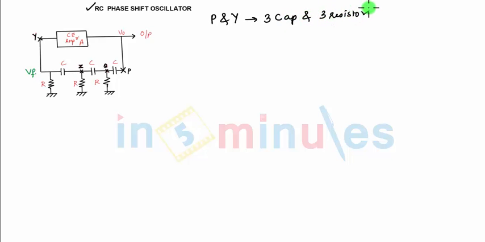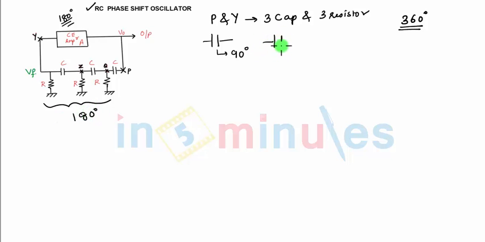How much phase difference is provided? One capacitor provides a 90-degree phase shift. The amplifier gives you a 180-degree phase shift. So in order to satisfy the Barkhausen criteria, the total phase shift should be 360 degrees. For that you require a 180-degree phase shift by the feedback network. So 2 capacitors would have provided a 180-degree phase shift. Then why do we require 3 capacitors?